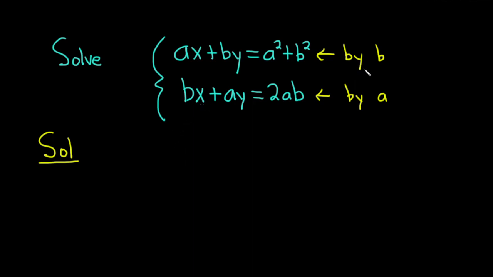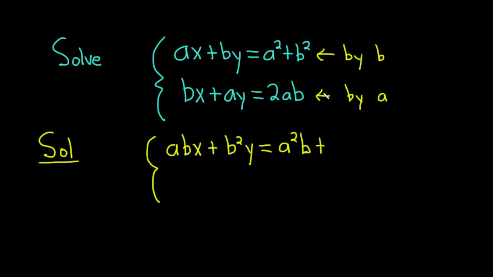So multiplying the first one by b, I'm going to write it again down here. We have abx, which was the whole point, plus we have b squared y. We have to multiply everything by b. That's equal to a squared b plus, and then b squared times b is going to be b cubed. So again, all we've done at this point is we've multiplied the entire first equation by b.